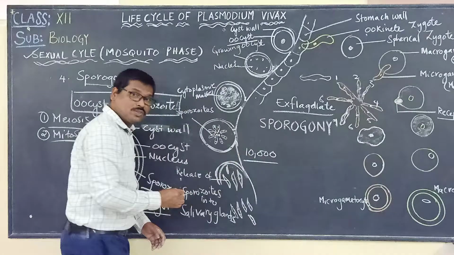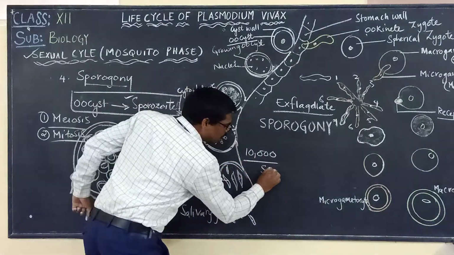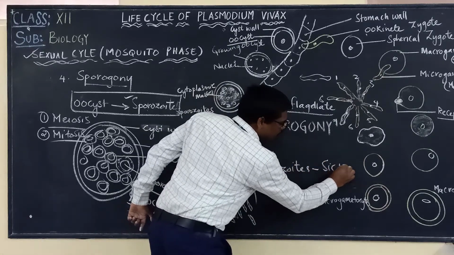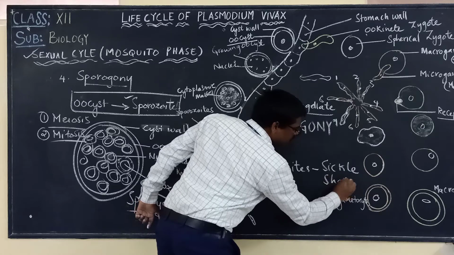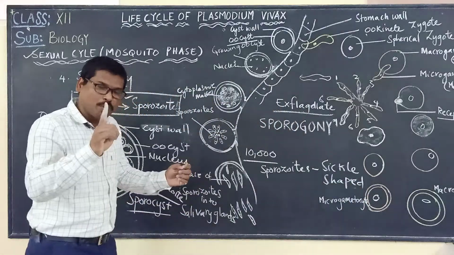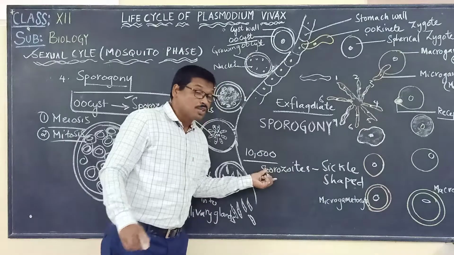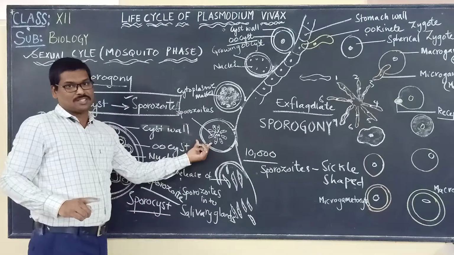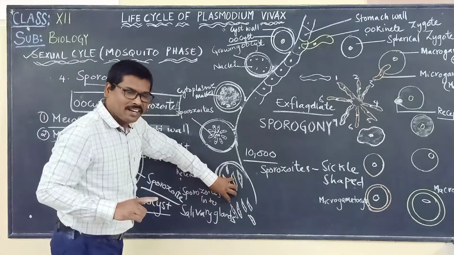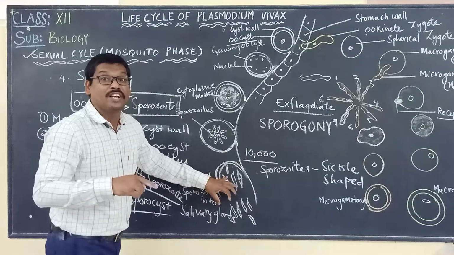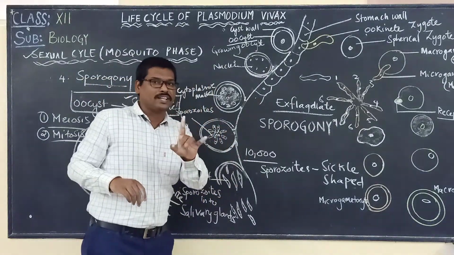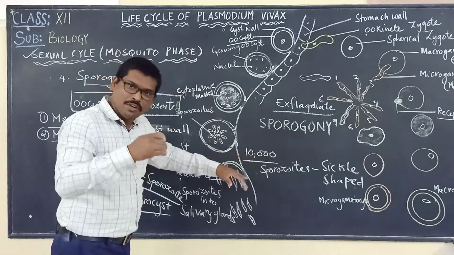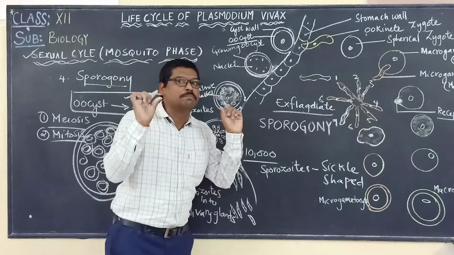We know the shape of these sporozoids: sickle shape. Each sporozoid, what is the shape? Sickle shape. So more than 10,000 sporozoids will be released from each sporocyst. Once released, these sporozoids will reach the main organs, the salivary glands. Most of the sporozoids will reach the salivary glands of the mosquito.